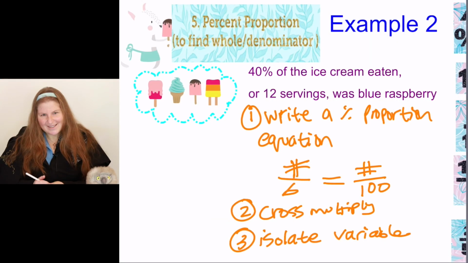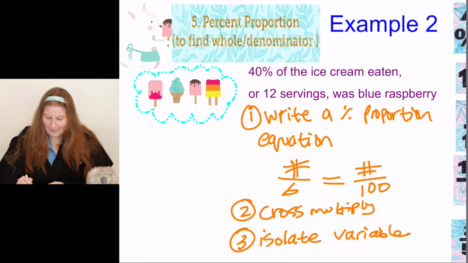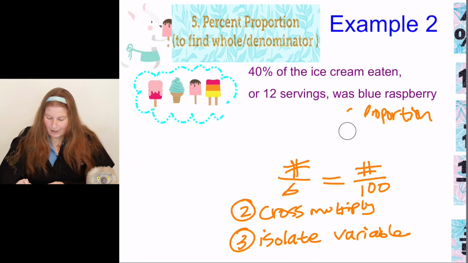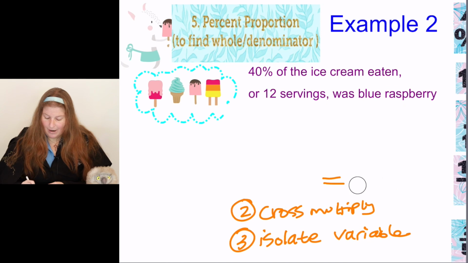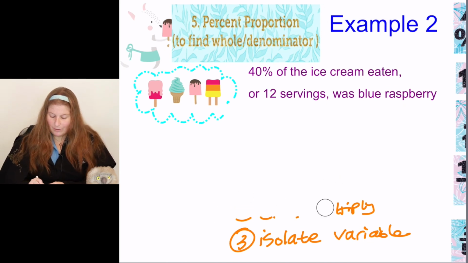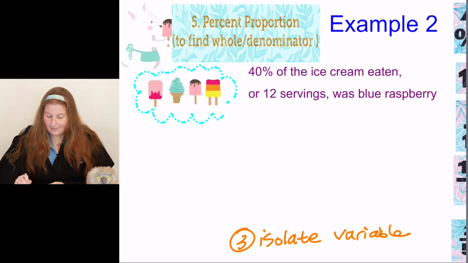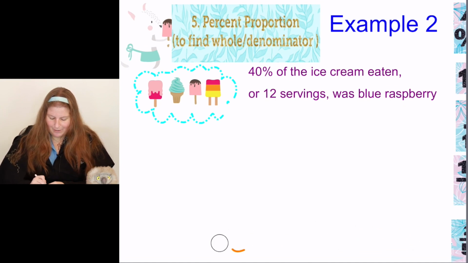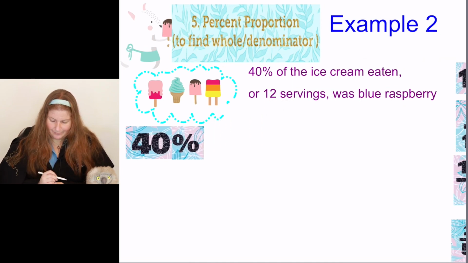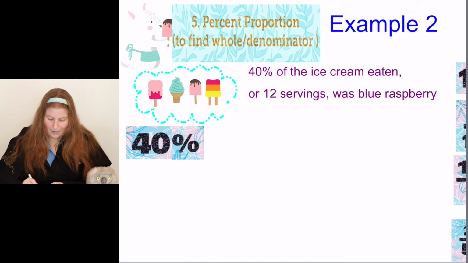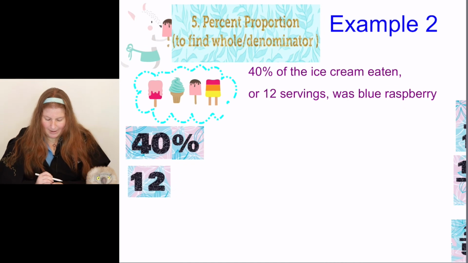Welcome back. Let's see how you did at following these 3 steps. Writing your own percent proportion equation, where you knew the number, that's the part, but not the whole group, and you knew the percent or the number out of 100. Cross multiplying and setting those things even, and then isolating the variable. So we are told that 40% of the ice cream, or 12 servings, was blue raspberry.